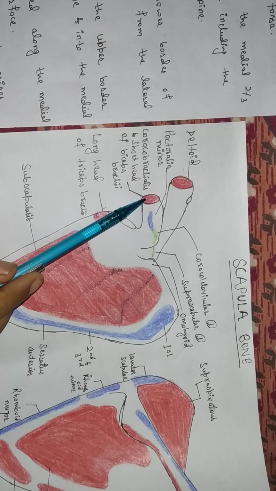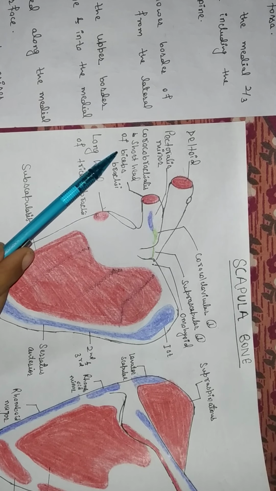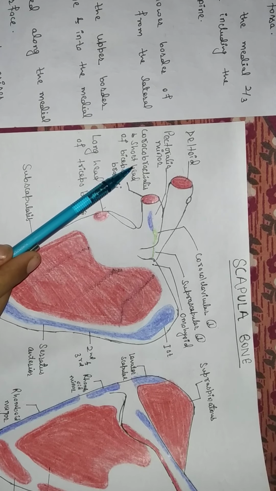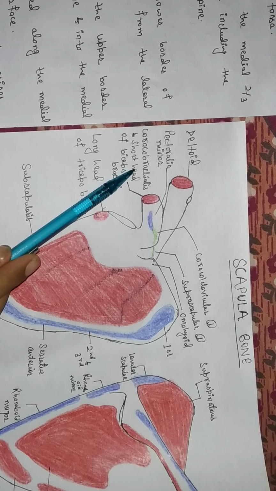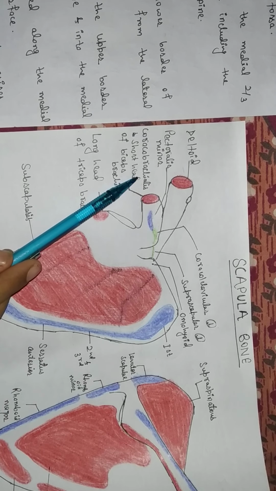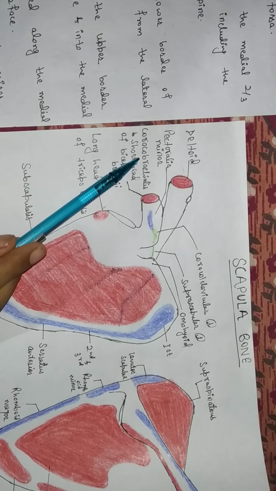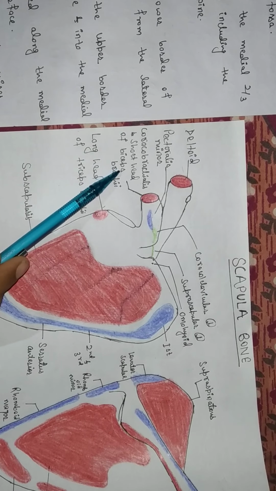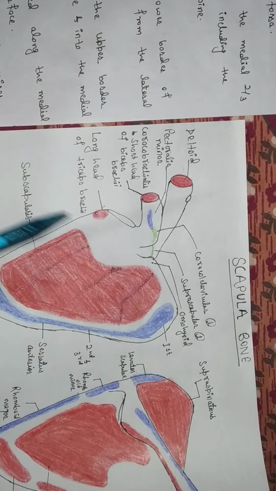So this here is the origin of the short head of biceps brachii, and coracobrachialis also. Coracobrachialis arises from the medial part of the tip of the coracoid process. This arises from the medial part, and this arises from the lateral part of the coracoid process.